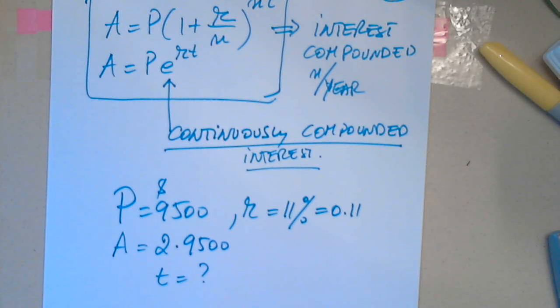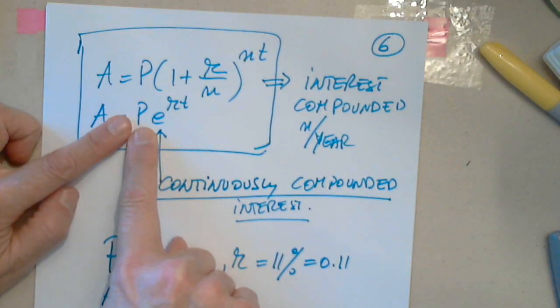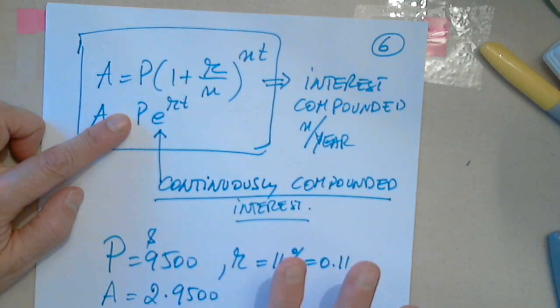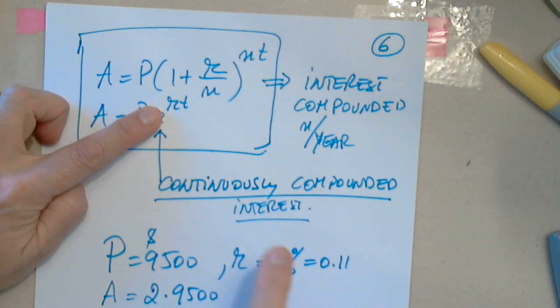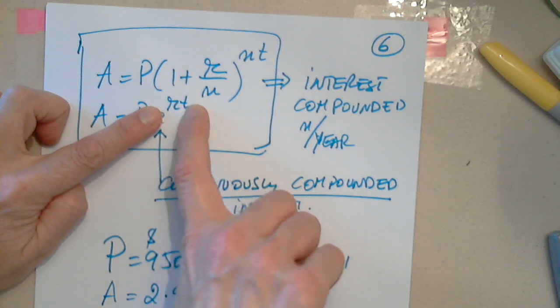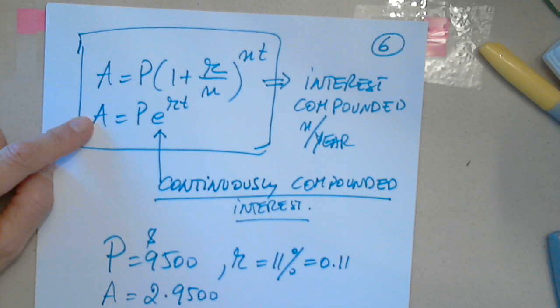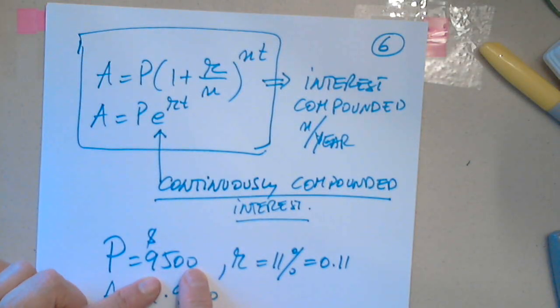Very good. So, we're told that we deposit a principal of $9,500. The interest rate, please do not ever use percent. It has to be in decimals, a decimal number. So we have R, which is 0.11. We do not have T. And the accumulated value, we are told, is double the amount we started with.